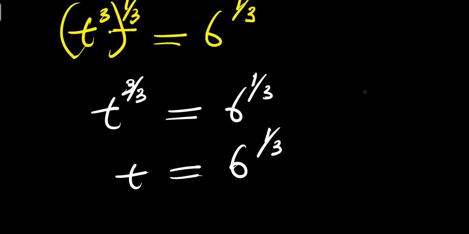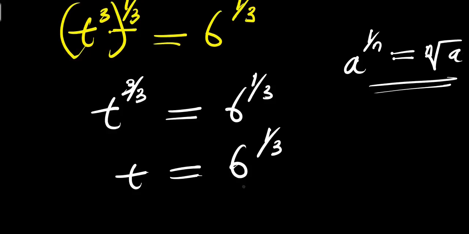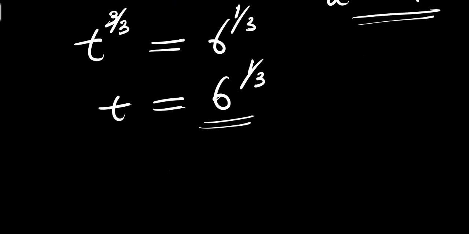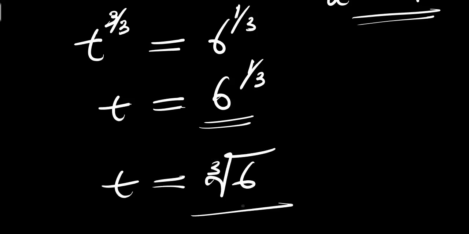Now at this particular point, if you have a power 1 over n, this equals the n root of a. So 6 power 1 over 3 simply means we are going to have t equals the cube root of 6. So this is our final answer.